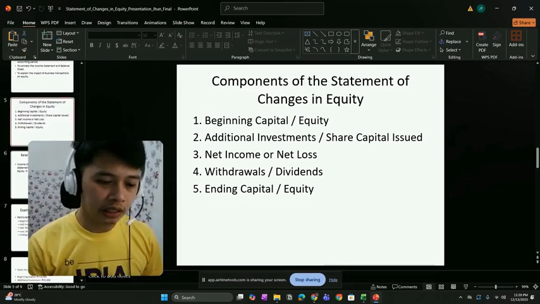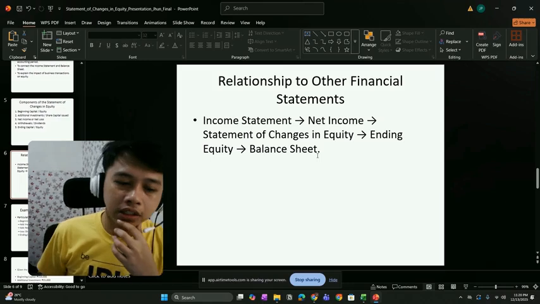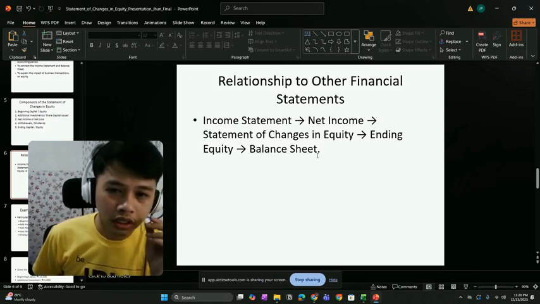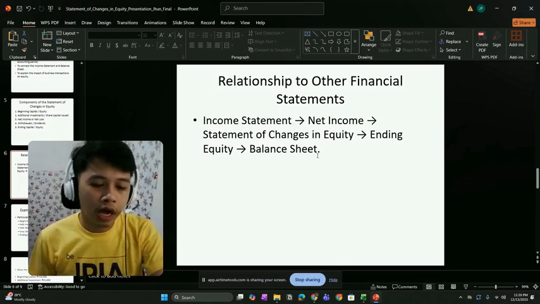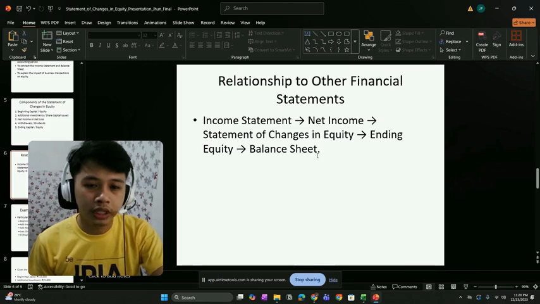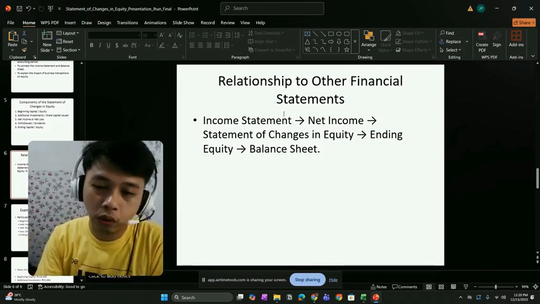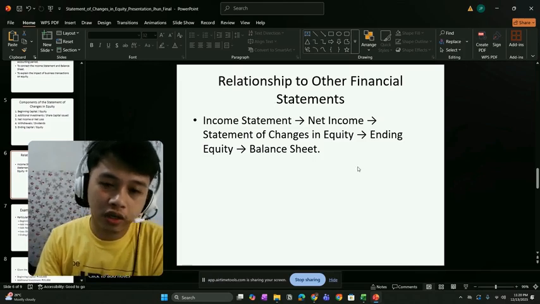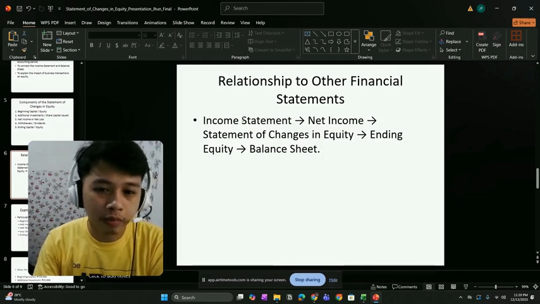Okay, so for the next slide, let's discuss the relationship to other financial statements. So class, yung SOCE or Statement of Changes in Equity, dito nakikita kung paano nagbago ang capital or yung equity ng owner during the accounting period. So dito natin makikita kung ano ang mga dahilan ng pagbabago tulad ng net income, additional investment, or withdrawals. So una, ginagawa muna natin yung income statement.